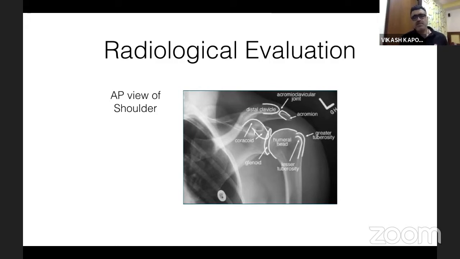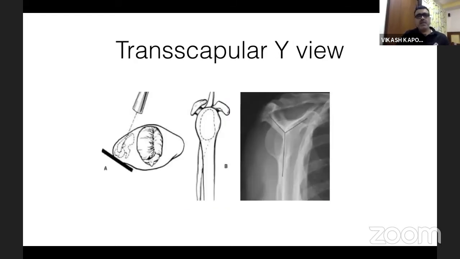Radiological findings we cannot discount in today's world, after the MRIs have come and led us to see so many things, which we'll see. First, of course, is the X-ray, which you need to do, and you need to know the anatomical landmarks in a proper AP view of the X-ray as it is seen here. There are certain X-ray views we need to discuss beyond the AP view, which we just saw.